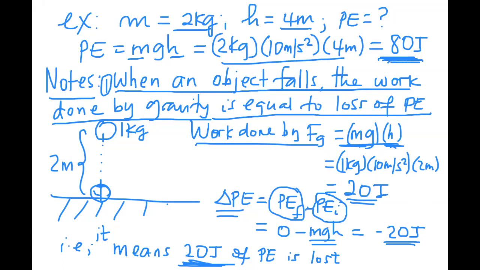The first is that when the object falls down here, the work done by gravity, that's the force of gravity times distance, the work done by gravity through this distance of 2 meters here is the same as how much potential energy you lose. So we saw that mgh is the work done by gravity. At the same time, the loss in potential energy is also mgh, as we have seen here. So that's one point about gravitational potential energy.